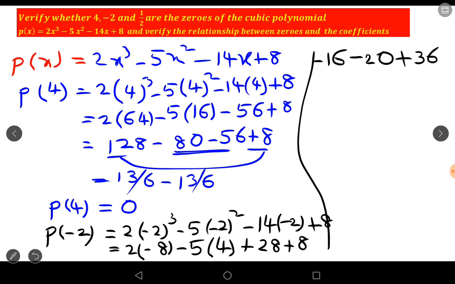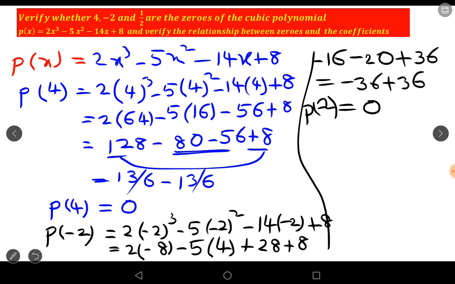Next one, minus 16 minus 20 is minus 36, plus 36. Minus 36 plus 36 equals 0. Therefore p of minus 2 equals 0. Okay students, p of minus 2 equals 0.